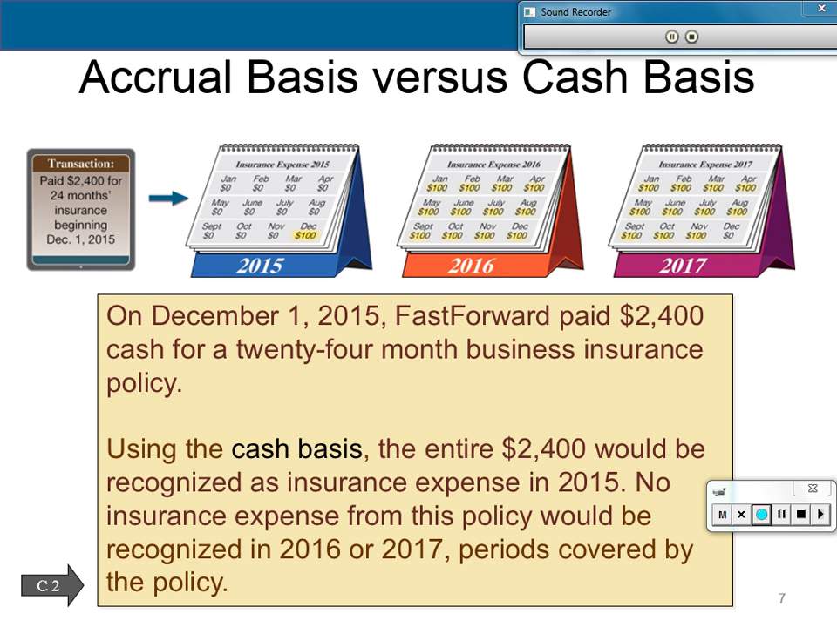But notice under cash basis, they are literally expensing that entire $2,400 right then and there, regardless of whether or not the months have passed by. They're not even recognizing it as prepaid insurance. What are they saying? Put all of it where? Insurance expense, and of course, credit cash. Now, what does it say down there in the orange writing? No insurance expense from this policy would be recognized in 2016 or 2017, periods covered by the policy. So we're paying up front, we're expensing it up front. We don't even need to recognize it anymore after 2015. You understand?